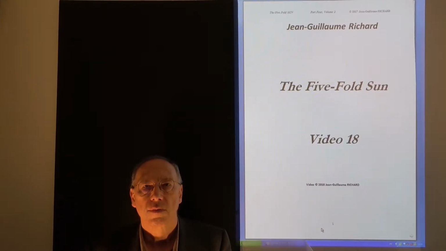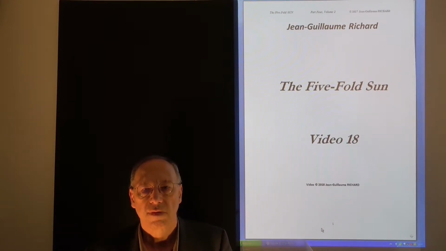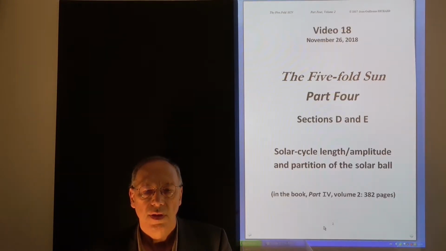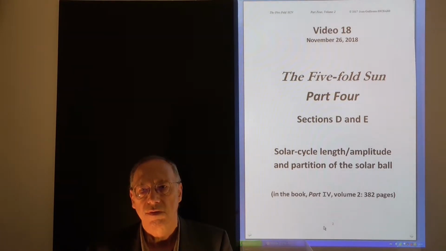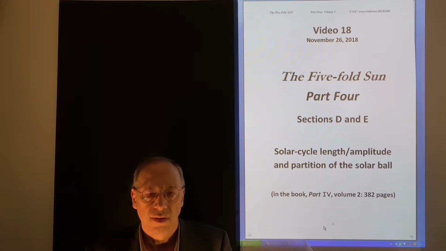Ladies and gentlemen, welcome to video 18 in a series of video lectures that are companions to the book The Fivefold Sun, which was filed in late 2017 at the Bibliothèque Nationale de France in Paris. We are now on November 26 in the year 2018, about a year later, and we will address today in part 4 of the book The Fivefold Sun the issue of the relationship between solar cycle length, amplitude of the cycle, and partition of the solar ball.